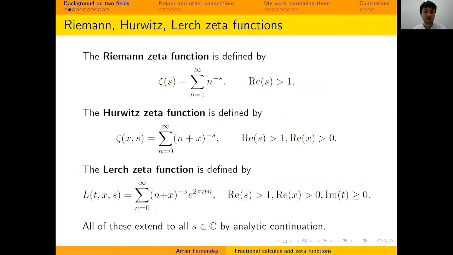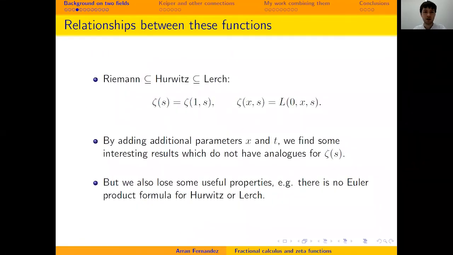Relationships between these three functions I've defined. If you go back to the definitions here, if you put x equals 1, then you have n plus 1, n starts from 0 there. That will give the Riemann zeta function. If you put t equals 0 in Lerch, then you go back to Hurwitz. The Riemann is a special case of Hurwitz, is a special case of Lerch.